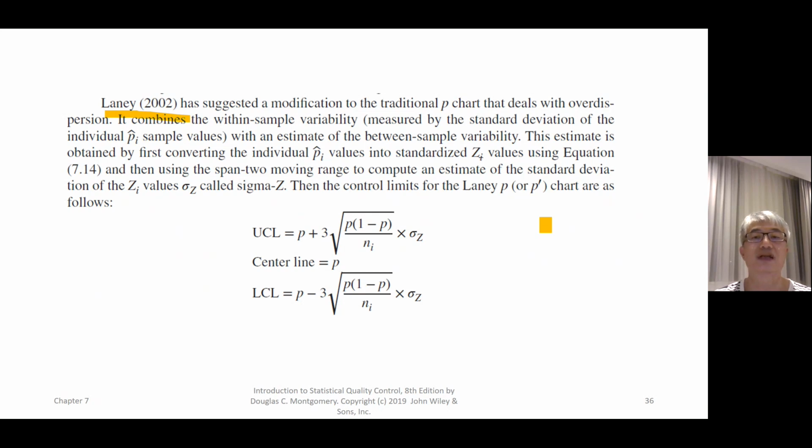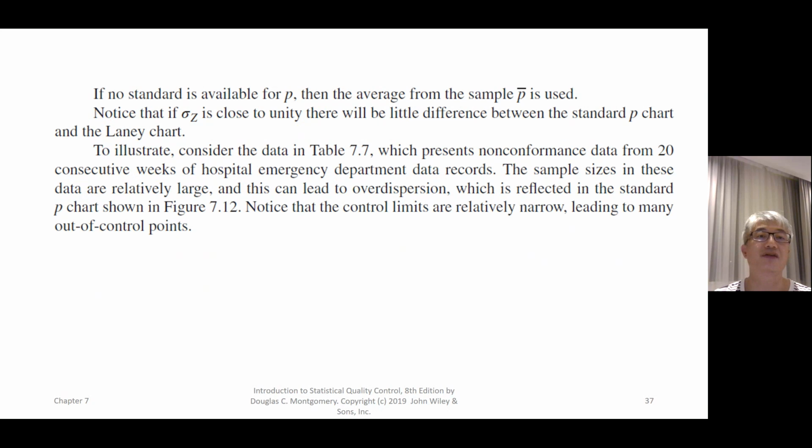Then the control limits for the Laney P-prime chart can be constructed as follows. If no standard is available for p, then the average from the samples, p bar, can be utilized. Note that if the standard deviation of z, the standardized score, is close to unity, there will be little difference between the standard P chart and the Laney chart.